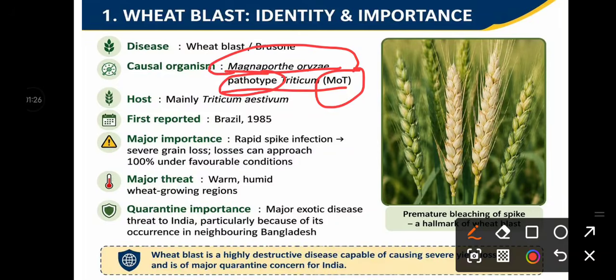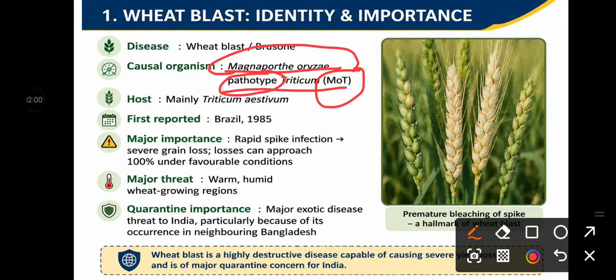This is the best example of a host jump. You can see the host jump from rice to wheat. It is not only in rice or wheat; actually seven pathotypes are reported in Magnaporthe oryzae, which affect different wheat or grasses. If you want more detail about the pathotypes of Magnaporthe oryzae, let me know in the comment section.